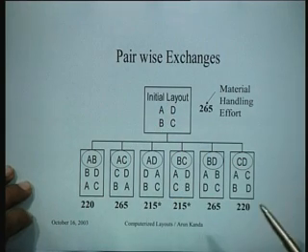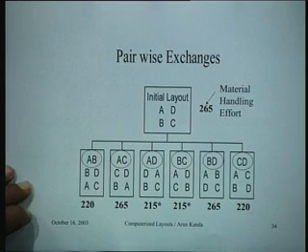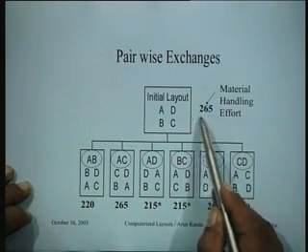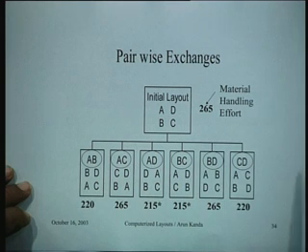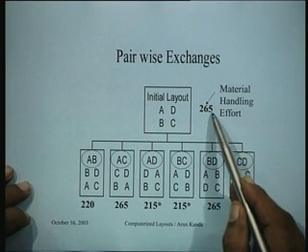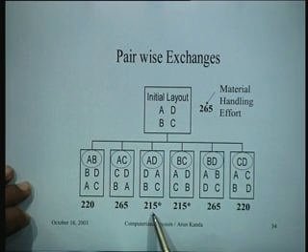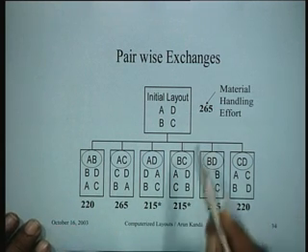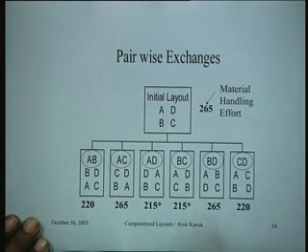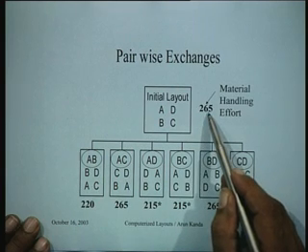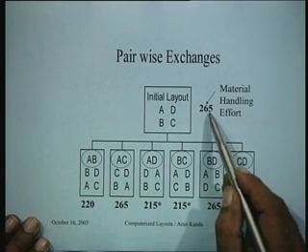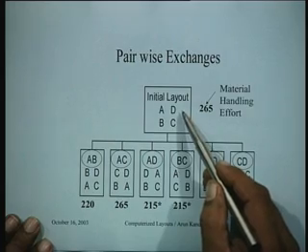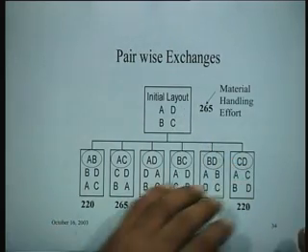So what we have illustrated to you is one basic iteration of CRAFT. That is how to go from the initial layout, which had a material handling score of 265, to a layout which has a score of 215. If it so happens that all these scores are higher than this score, that would show that this is the best layout available, so you stop there. So this is the stopping criterion in CRAFT.